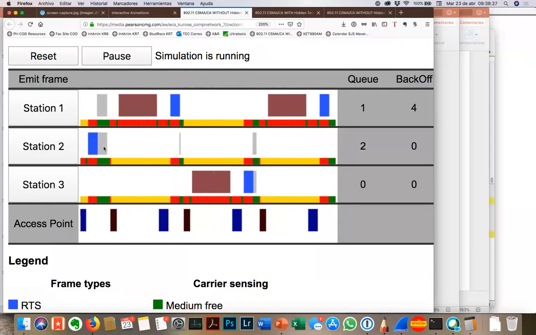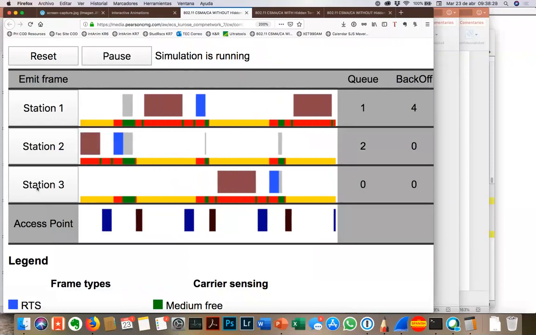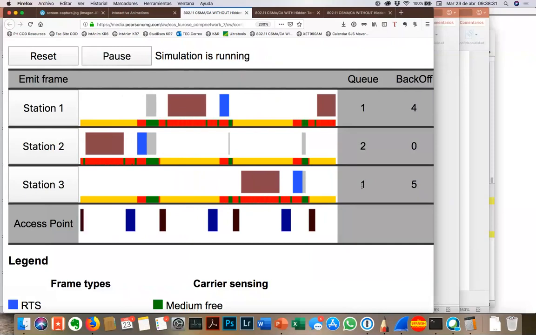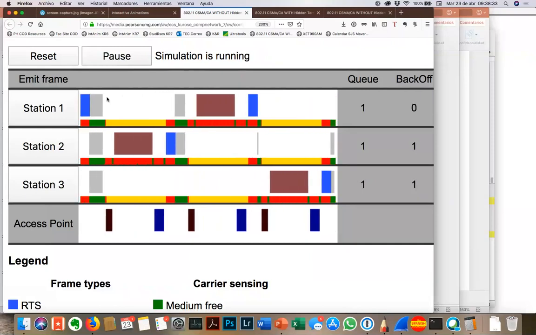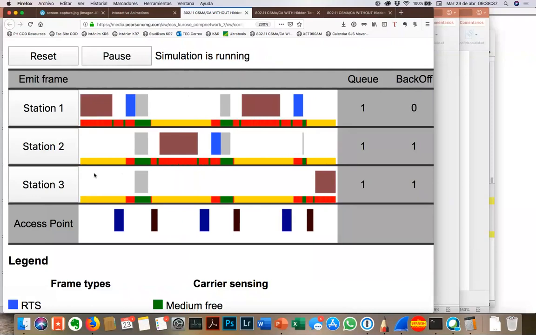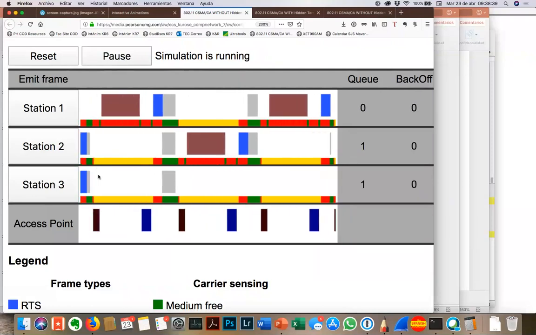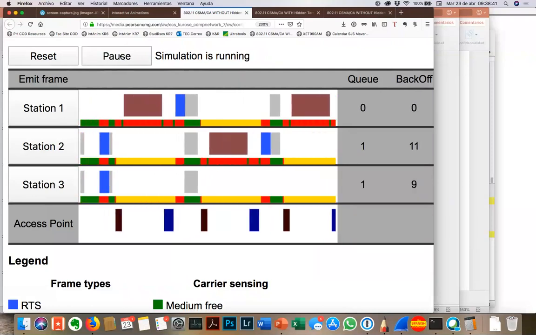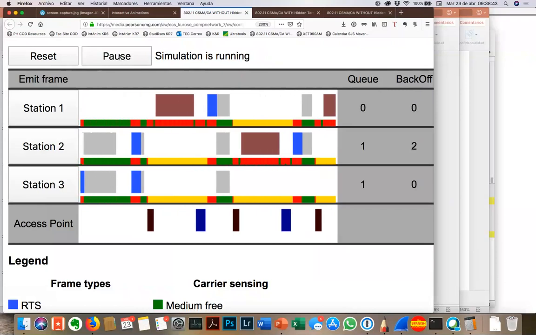Finally, 2 rolls a smaller one. He gets to send something. I'm going to click through. He's got something in queue now. This time, 1 wins. And we'll see what happens next time. This can happen, and it doesn't take very long for this to take place either.